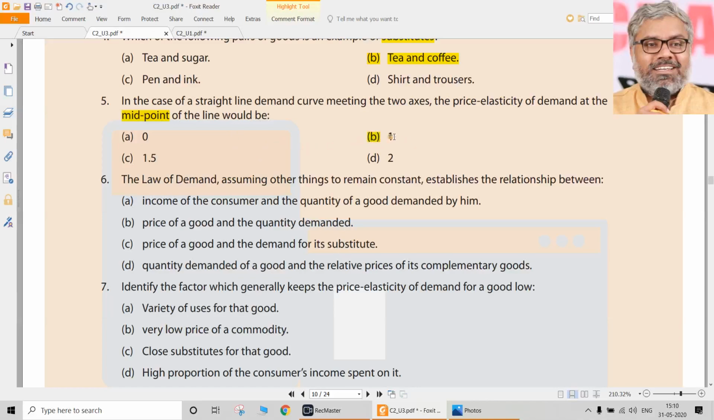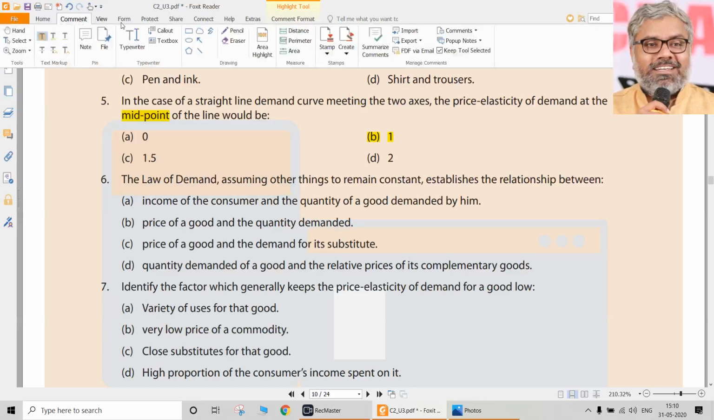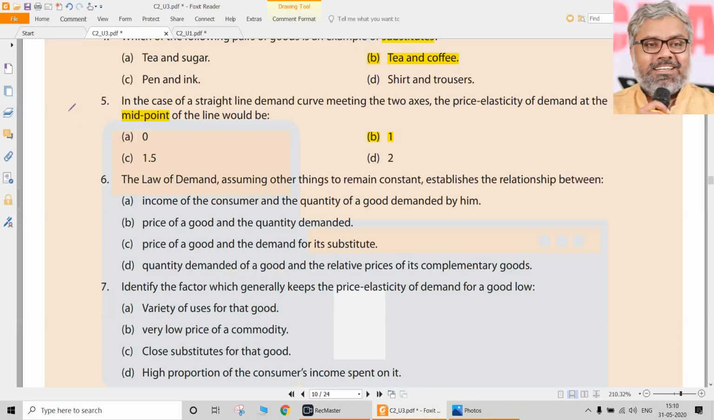Naturally, it is going to be 1. That is the unit elasticity, right? At the point where it touches the x-axis, it is going to be 0. At a point where it touches the y-axis, it is going to be infinity. And at the midpoint exactly, it is going to be 1. Below the midpoint, it is going to be less than 1. Above the midpoint, it is going to be more than 1. All these things we have already discussed earlier, particularly when we have a straight line demand curve.